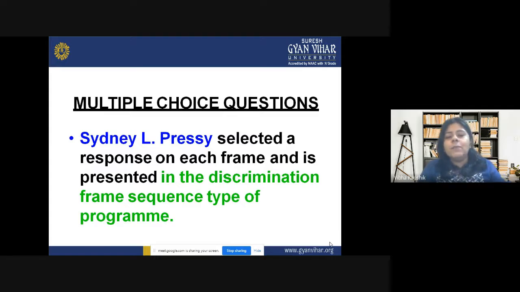These multiple choice questions will be presented in the discrimination frame sequence type of program, and those multiple choice questions will be based on the information that has been shared by the programmer in the discrimination frame sequence type of program.